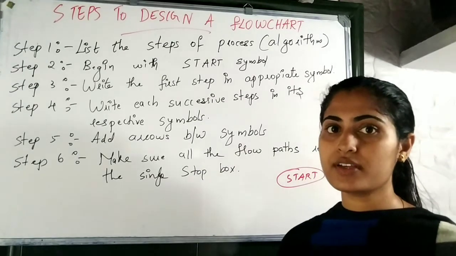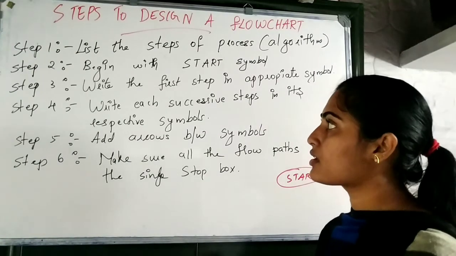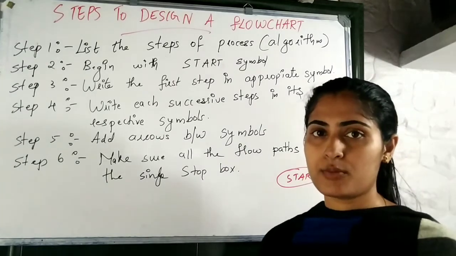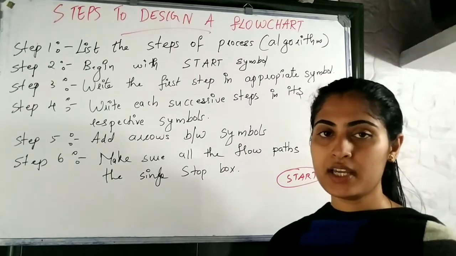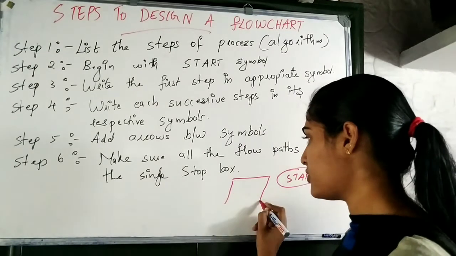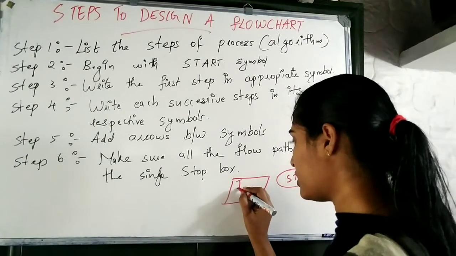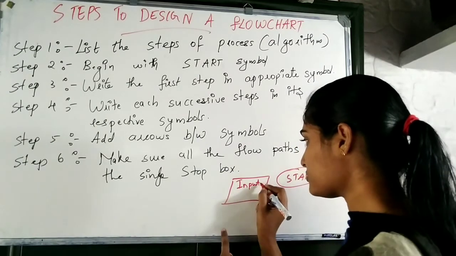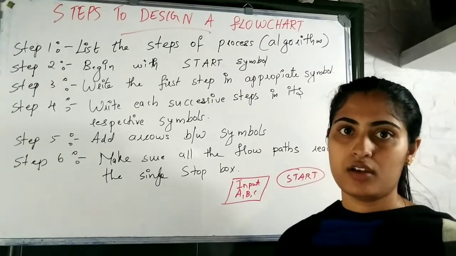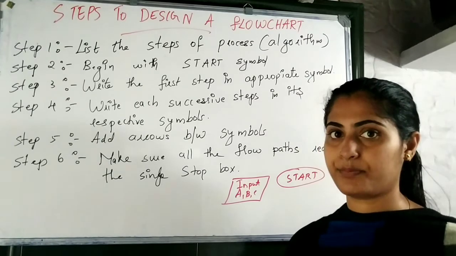So a flowchart always begins with this start symbol. Step number 3, write the first step in the appropriate symbol. In most algorithms, the second step will be inputting. For inputting we use a parallelogram. Inside that we will be writing input A, B, C. So for inputting and outputting we use a parallelogram.